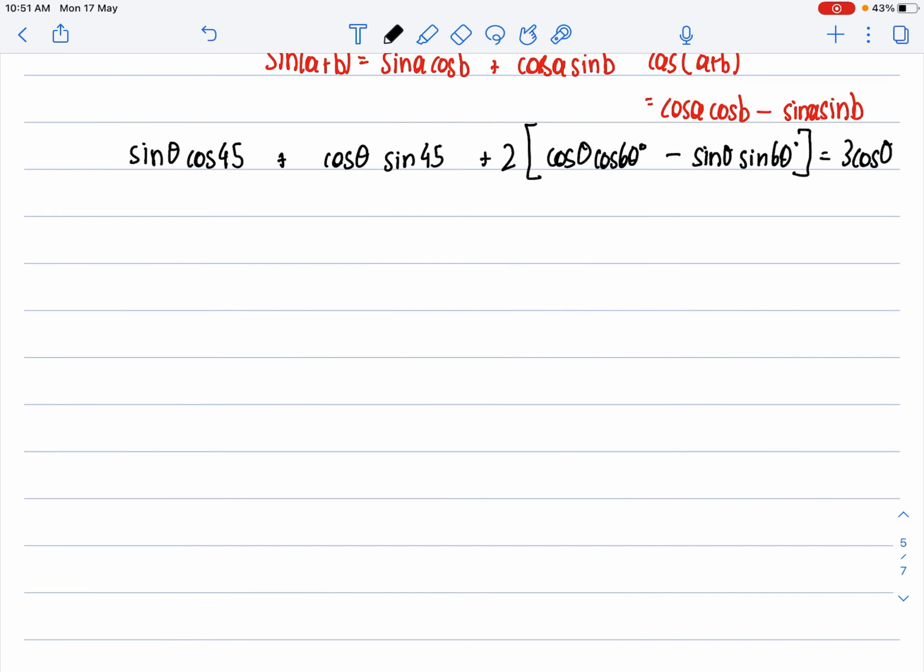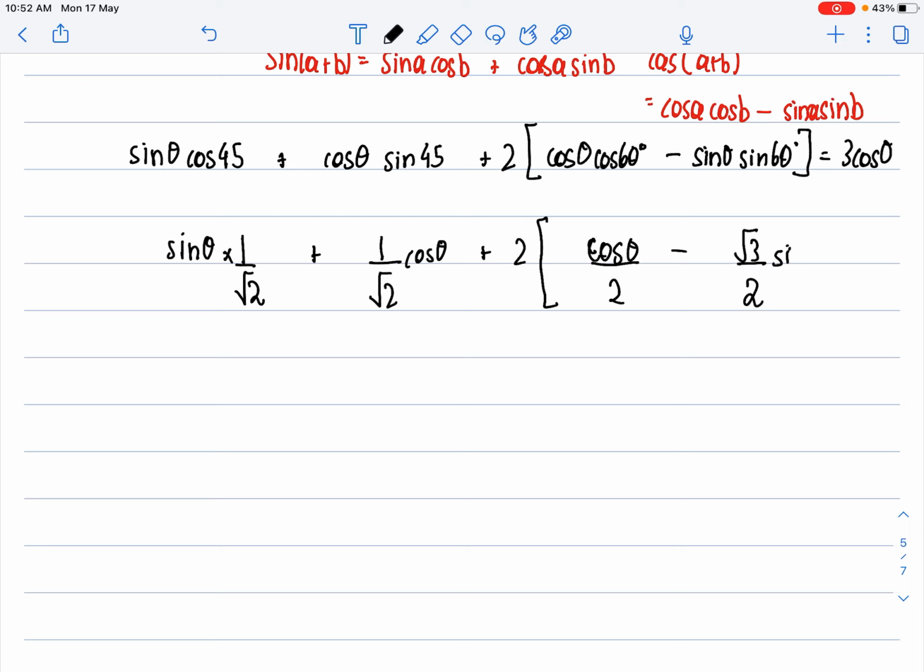Now I know cos 45 is 1 over root 2. So I have sin theta into 1 over root 2, plus I know even sin 45 is 1 over root 2. So this is 1 over root 2 cos theta plus 2 into cos 60, which is half. So this is cos theta over 2 minus sin 60, which is root 3 by 2, so root 3 by 2 sin theta, which is equal to 3 cos theta.